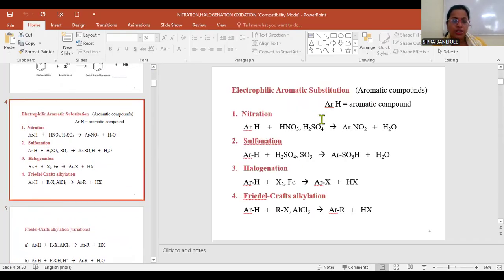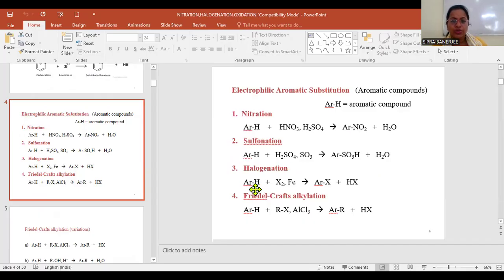In case of nitration, this is the aromatic carbon. Then the nitro group forms from HNO3 and H2SO4, and it forms ArNO2, a nitroaromatic. In case of sulfonation, again SO3H will be liberated, and that will react with the aromatic carbon to give ArSO3H, an aromatic sulfonic acid.